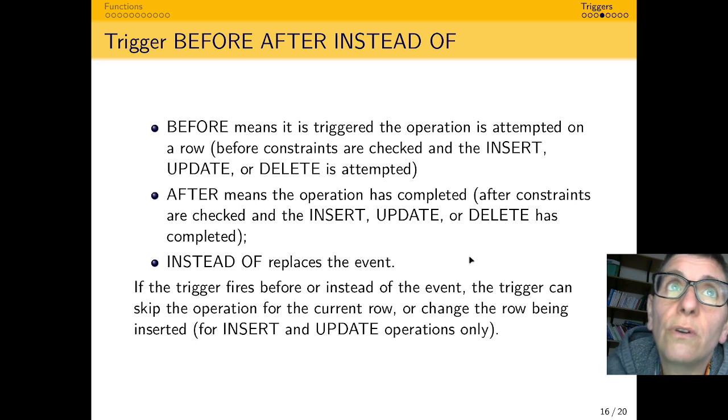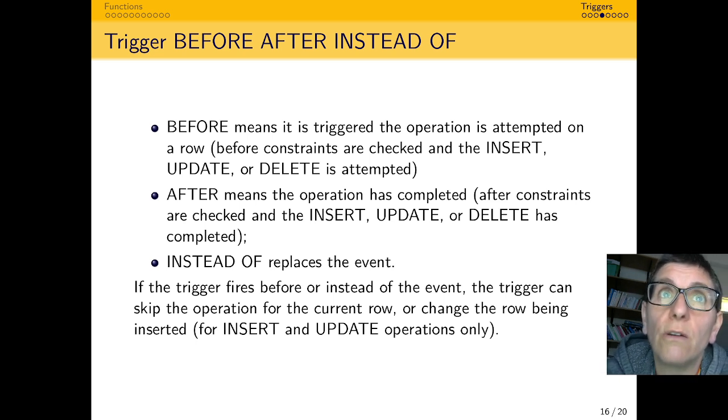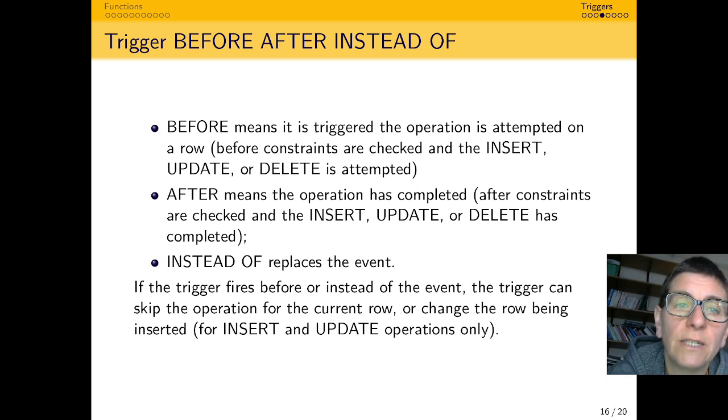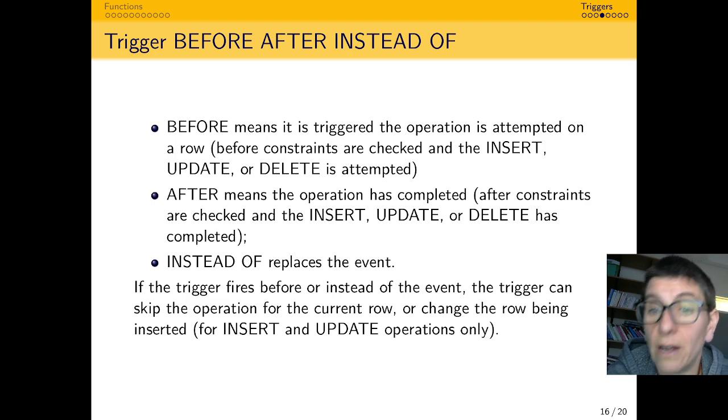The before keyword will mean that you triggered it on a row before any constraints are checked and before the insert, the update or the delete is attempted. If you do it after, it's after the operation is completed, and again the insert, the update or delete will have happened by the time you run it after. And if you do it instead of, it replaces the event completely.